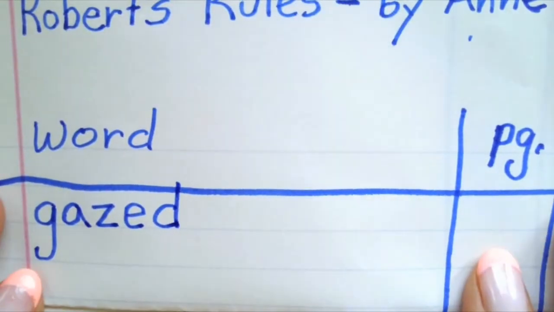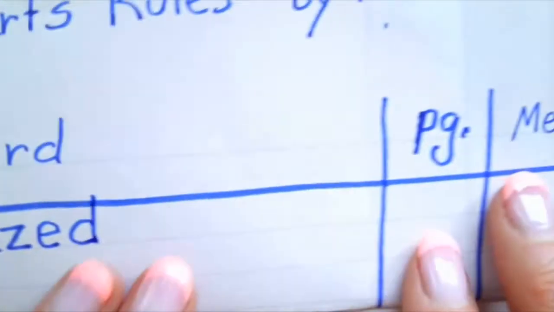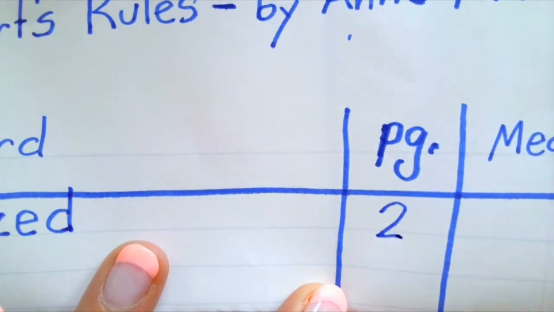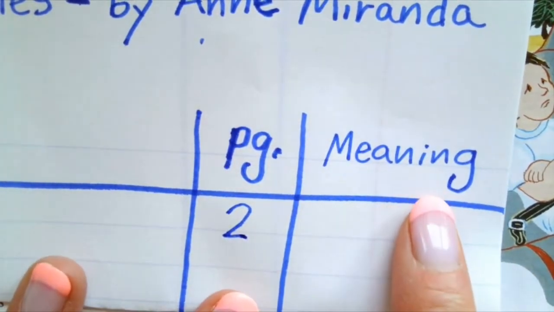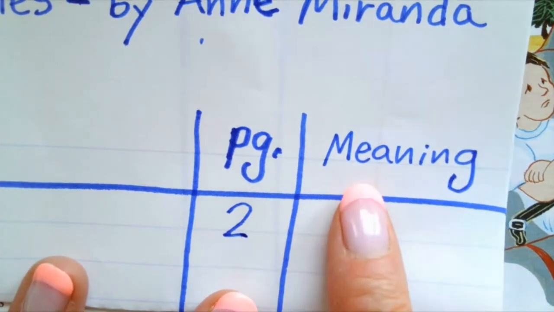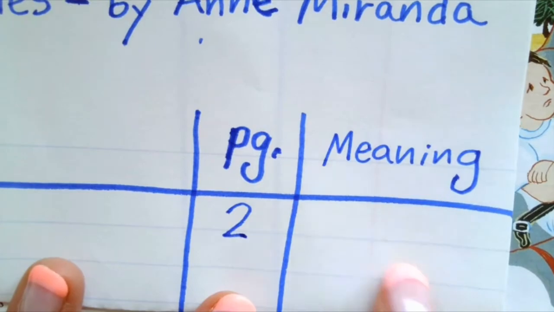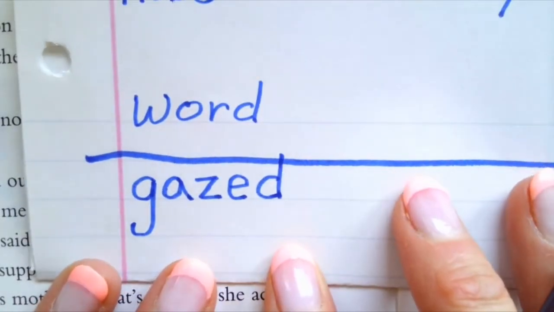Let's write down what page it's on. I'll check. Oh, it's on page 2. Now, have you heard that word before? If you think you already know what gazed means, you can write down some thinking under meaning. But let's look for some clues.